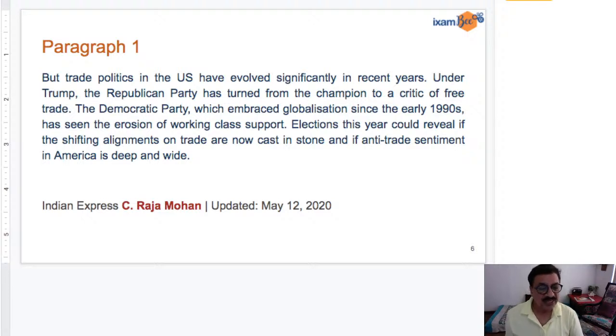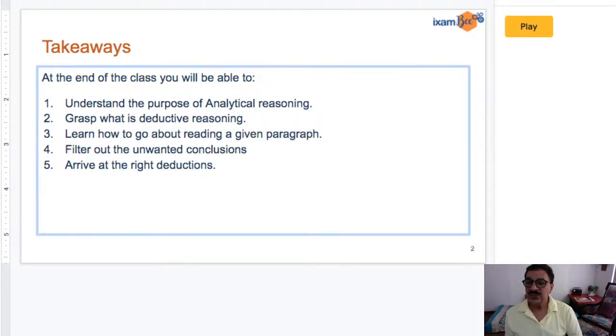Gopal Gupta, I'm not getting you, sorry, but you came late and therefore you have missed out. I will quickly tell you for your benefit that this is your takeaway in this class. You will try and understand the process and purpose of analytical reasoning. You will grasp what is deductive reasoning. You should learn how to read a given para, which is where I am now, on the third point. When you came, we were trying to understand deductive reasoning. Learn how to go about reading a given para, filter out the unwanted conclusions, and arrive at the right deductions.